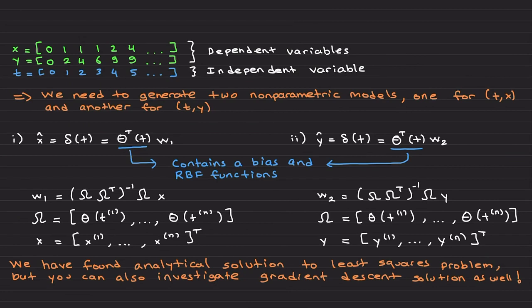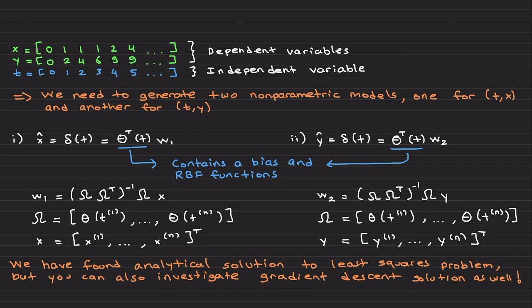Let me explain. First of all, what are our independent and dependent variables? To construct a path for the desired motion, at time 0 we need to pass through x and y. So in this case, time is the independent variable and x and y are the dependent variables. So basically what I'm trying to say is we would like to fit between t and x and between t and y. With regard to each dependent variable, we would like to generate two non-parametric models, one for t-x and another for t-y.